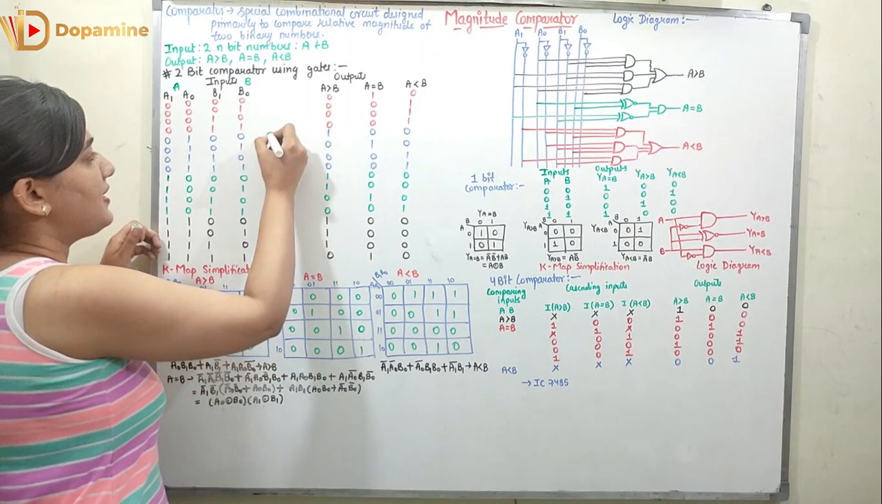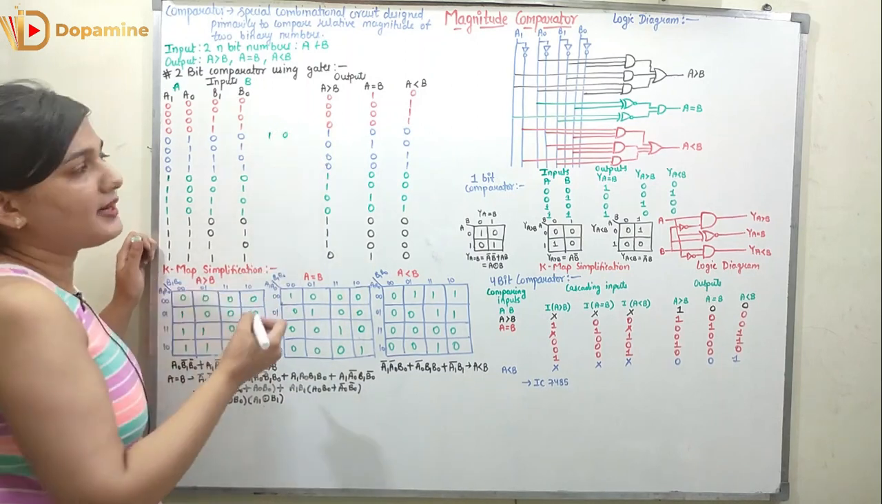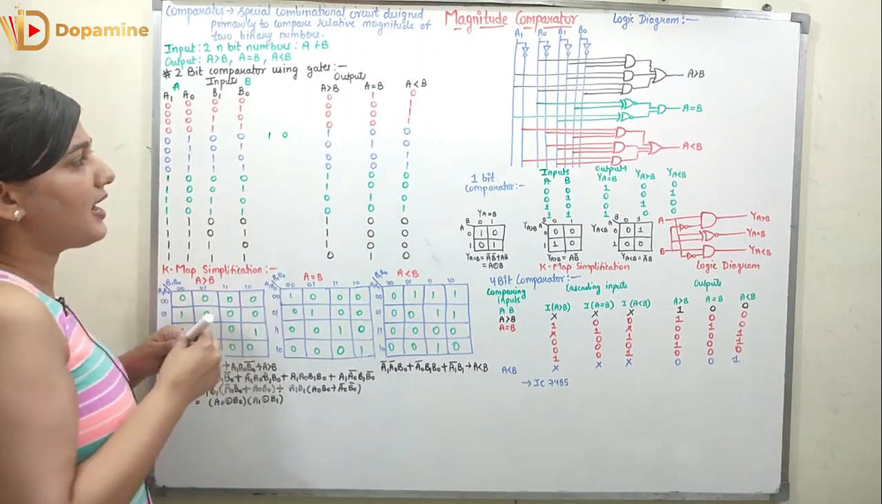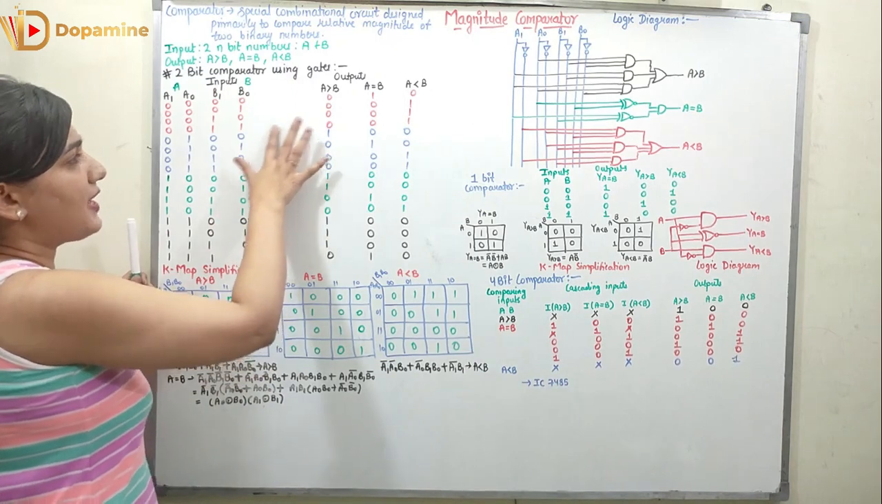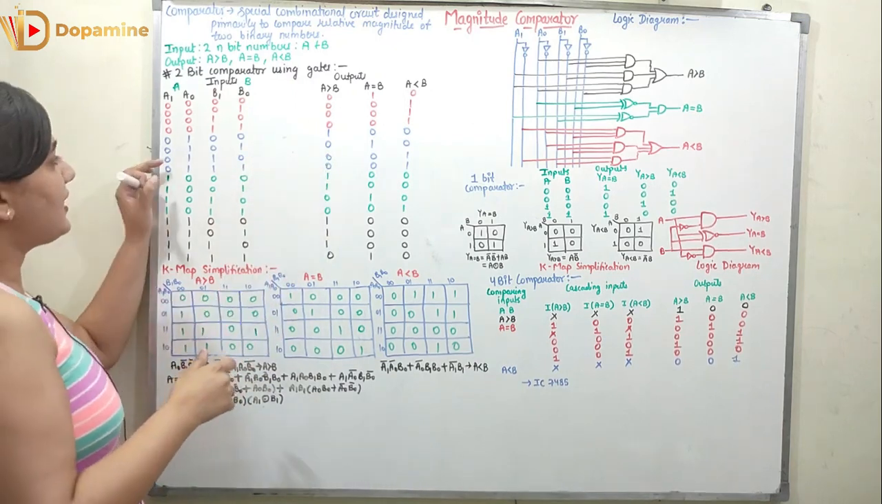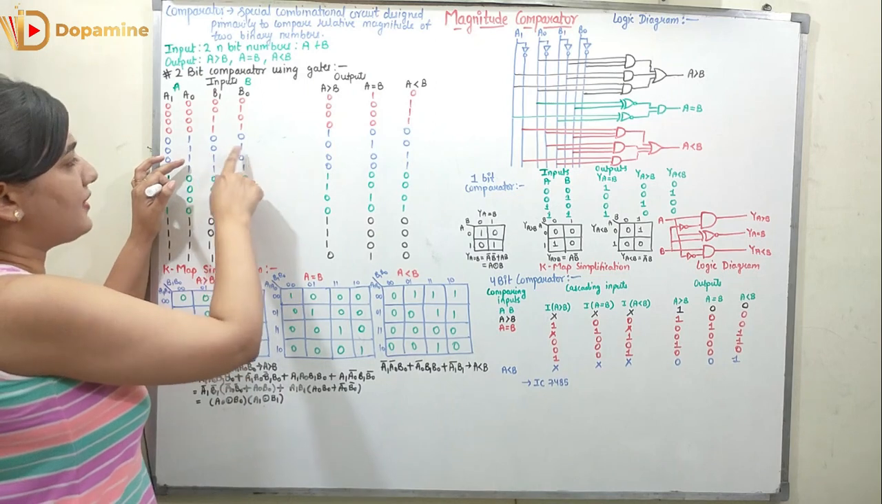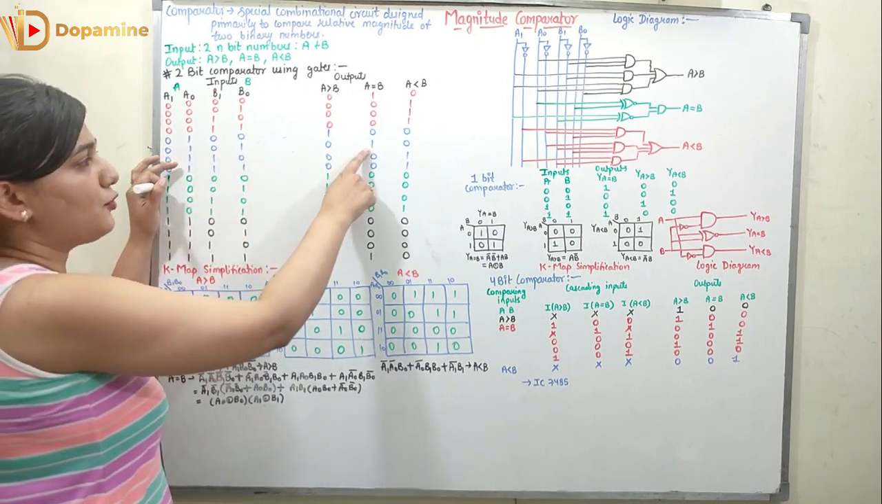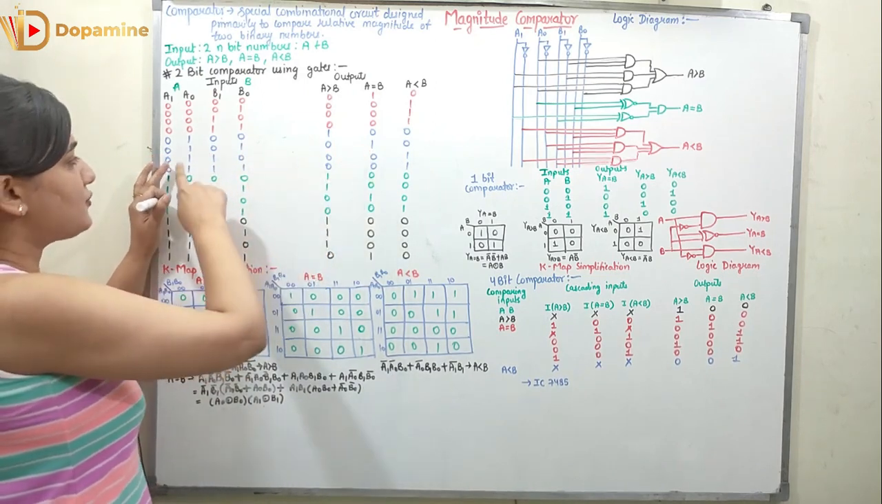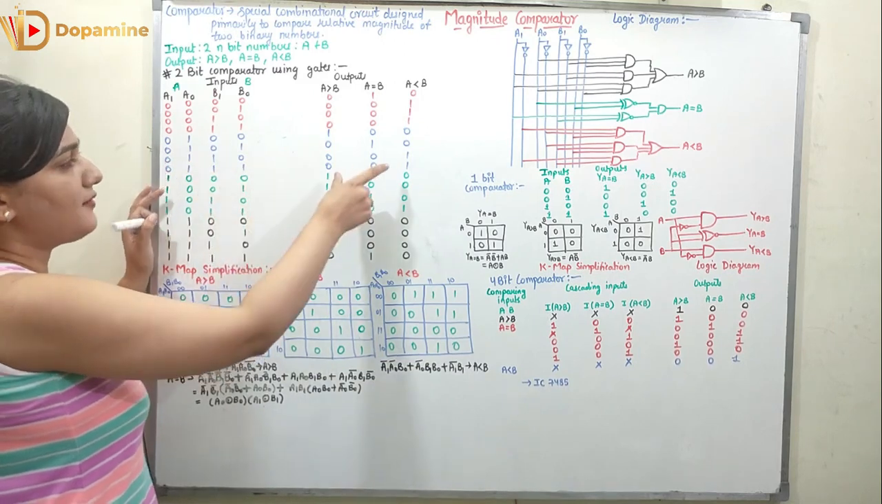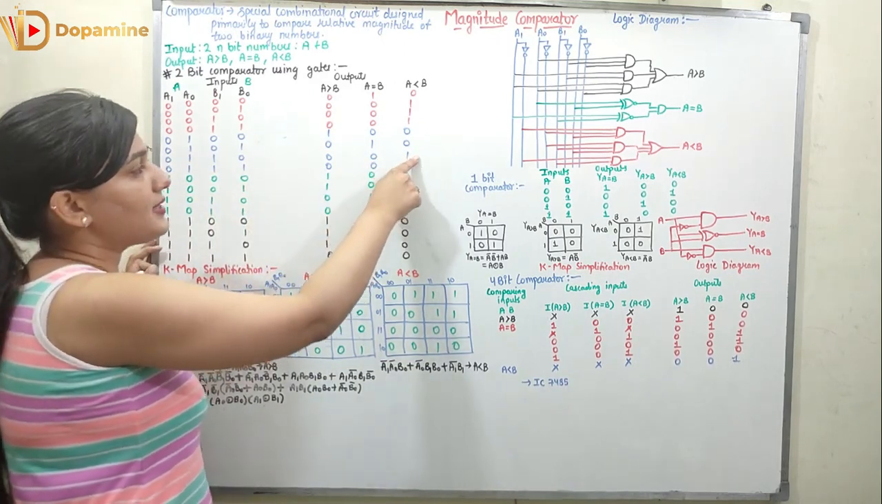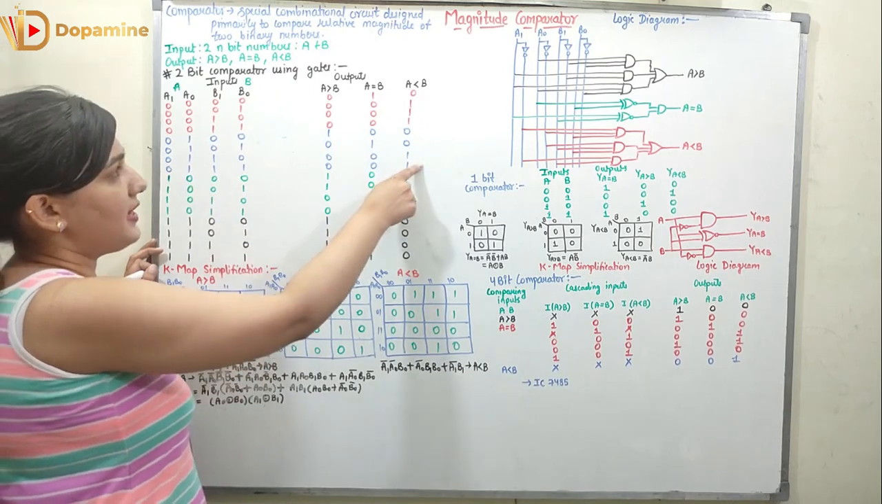Now here we are comparing 1 with 0. 1 is greater than 0, so A greater than B is high, and A is equal to B and A is less than B are low, right? This is 0101, so both are the same, so we are going to put high at A is equal to B. Now 0110, 01 is smaller than 10, so here A is less than B, and 0111, A is less than B.